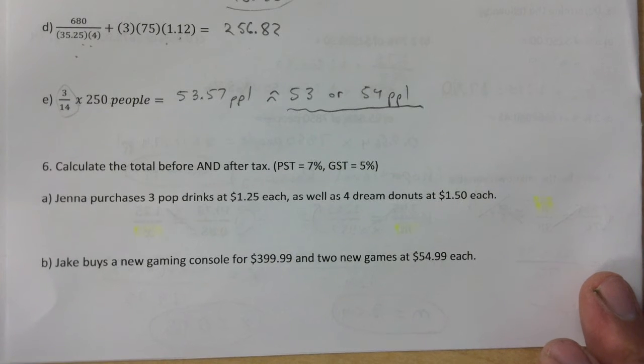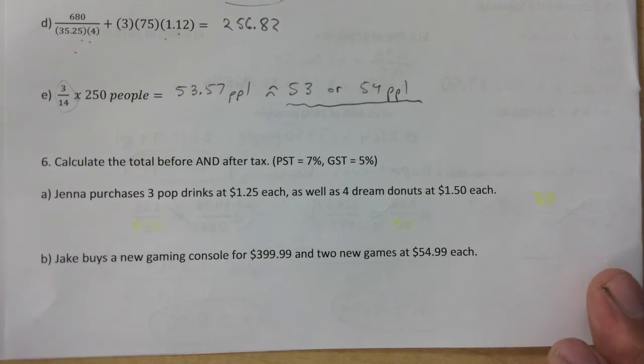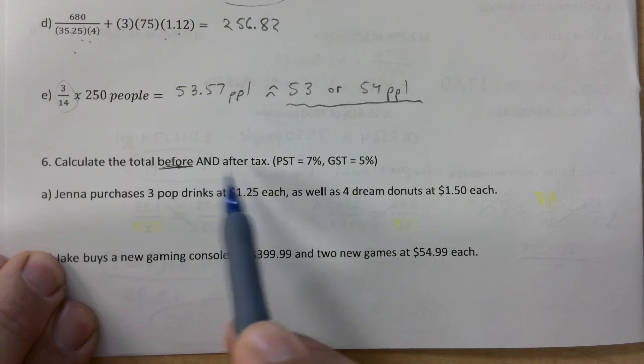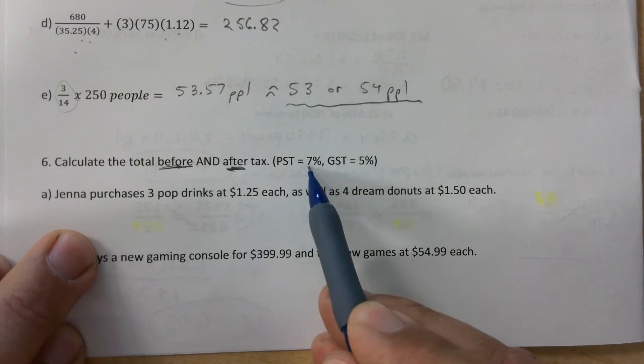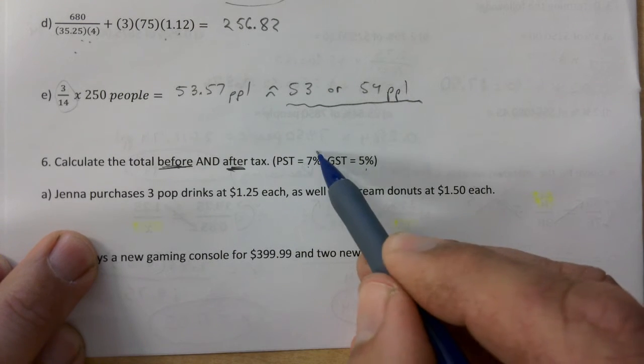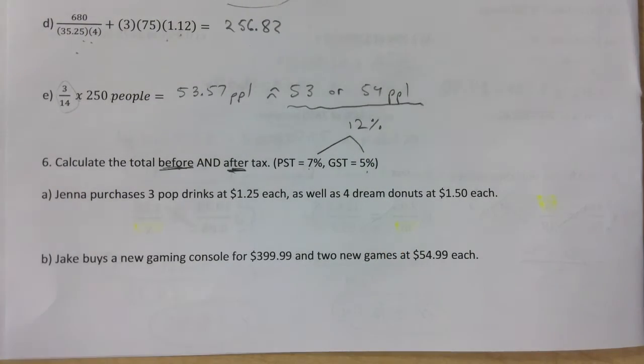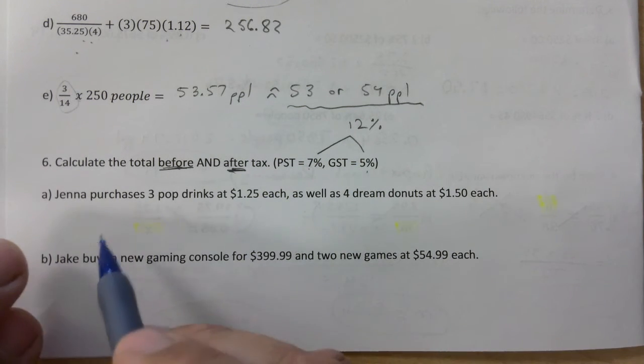Now we've got to deal with taxes. Keywords, folks, listen carefully. There's something called before taxes, which means no taxes included, and after tax means taxes are included. So you have to make sure you differentiate the wording, before and after. PST is 7, GST is 5. Combined, we have 12%. That's actually on your formula sheet in the back, on the yellow one that I gave you, if you ever forget.